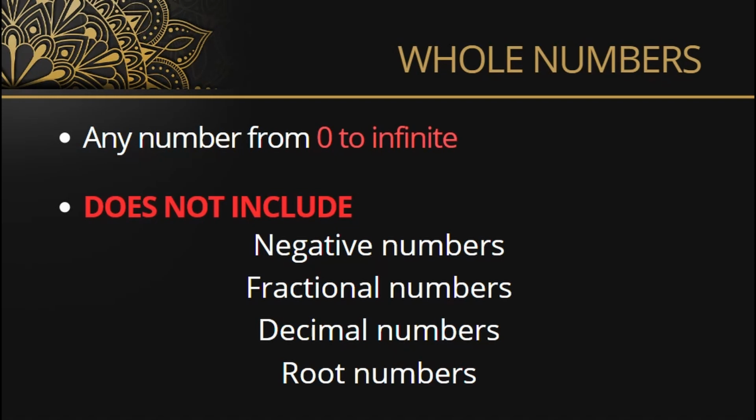Next, we are going to see what are whole numbers. It includes any number from 0 to infinite. If you don't know what is infinite, it is the largest or the final number. But actually, we do not know what is the largest or the final number, so we simply assign it as infinite. So again, whole numbers include any number from 0 to infinite. It does not include negative numbers, fractional numbers, decimal numbers, and root numbers. It includes all the numbers that come under natural numbers, but in addition to that, it also includes 0.